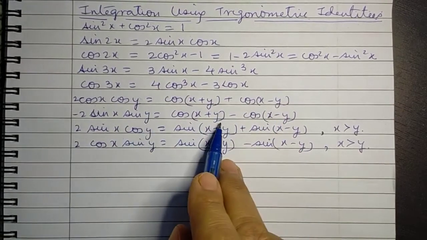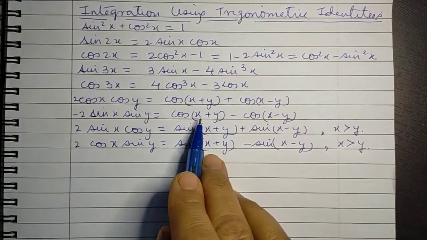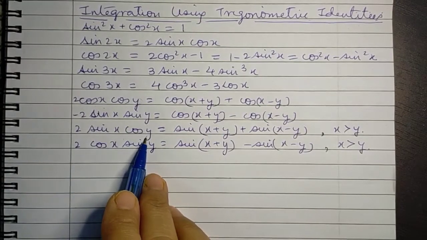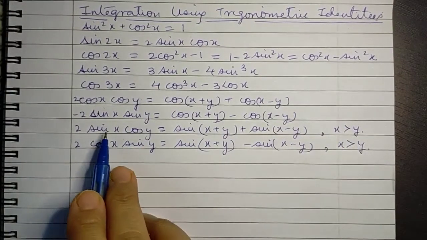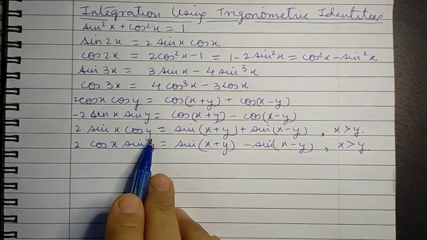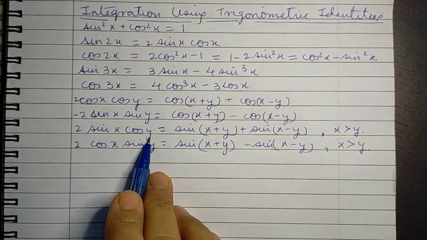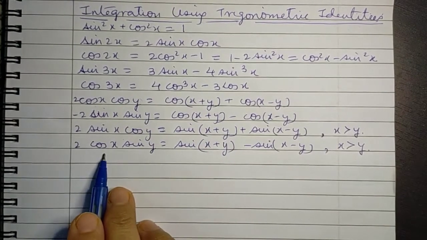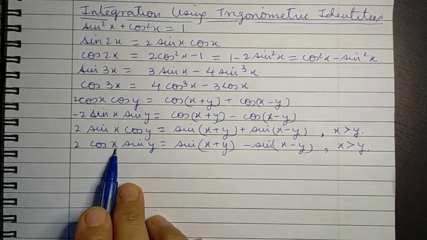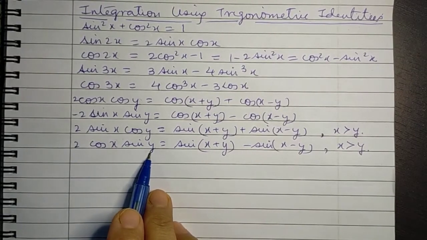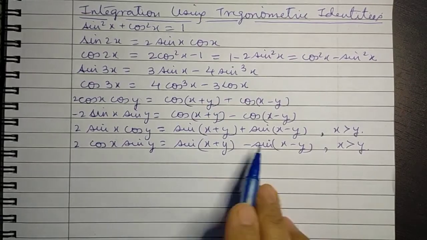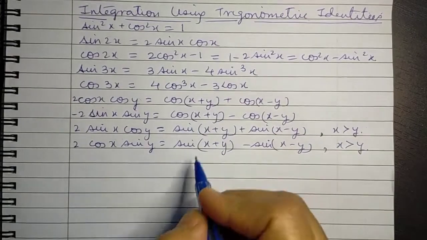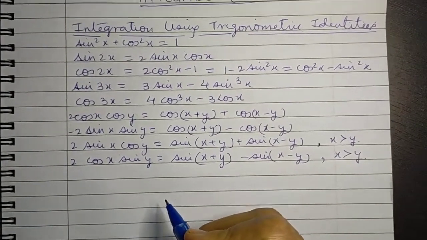Product of two sine functions can be written as the difference of two cos functions. Product of one sine and one cos, where x is greater than y, means the sine acts on a bigger angle as compared to cos, can be written as sum of two sine functions. And the product of one sine and one cos, where the cos acts on a bigger angle as compared to sine, can be written as difference of two sine functions. So this is a list of some of the identities which we had done in class 11.